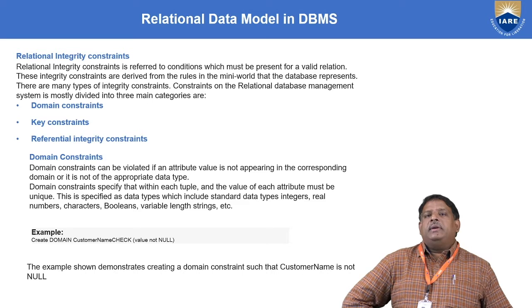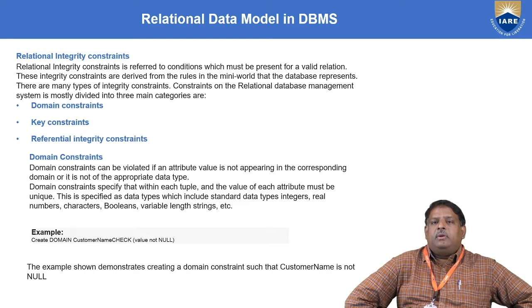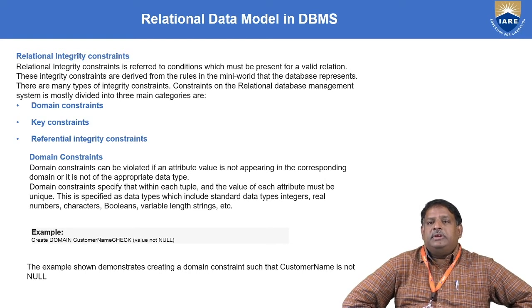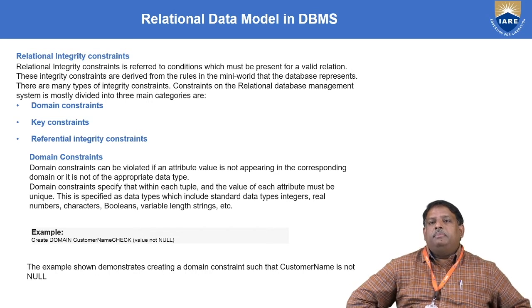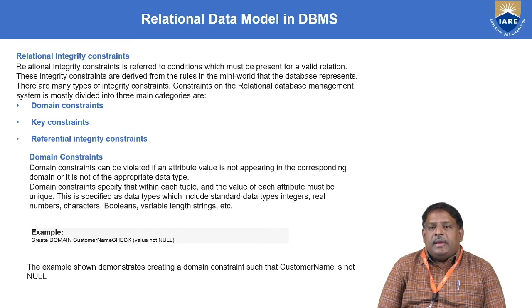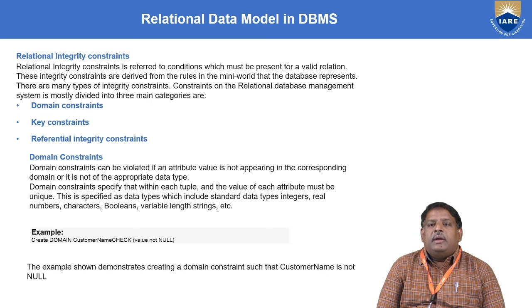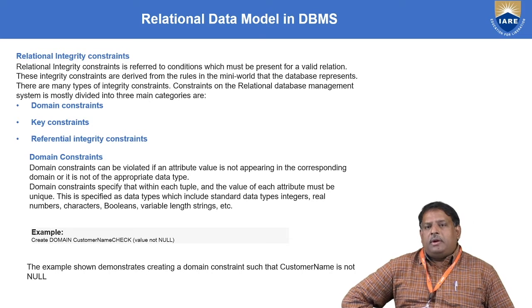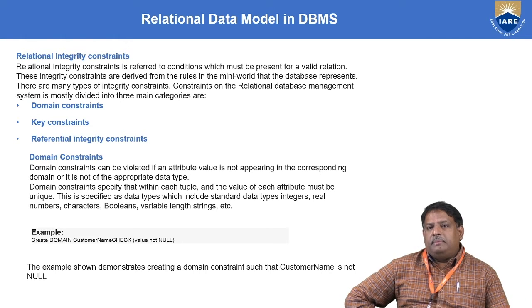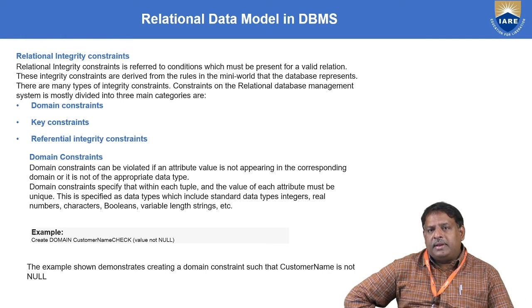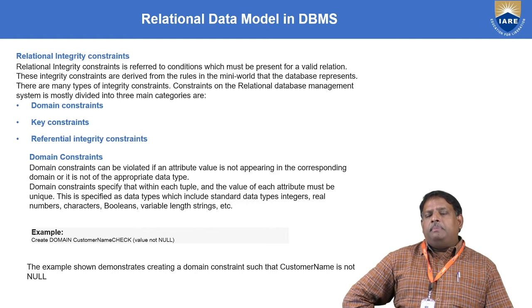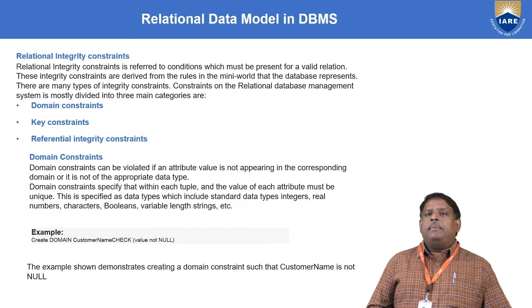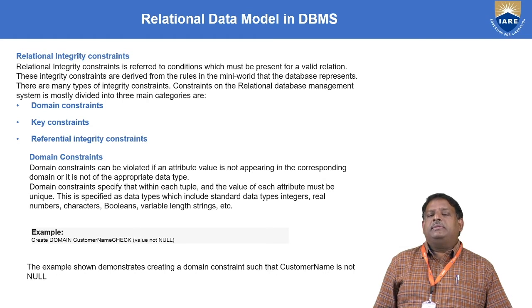Now, for example, I say create domain customer name, check, I pass a value and it should be not null. That means this example shows that I'm creating a domain constraint which checks that the customer name is not null. My domain is the customer. I'm saying here that my customer name should not be empty. So I'm creating a domain constraint saying that the name of the customer should not be empty. This is the domain constraint.